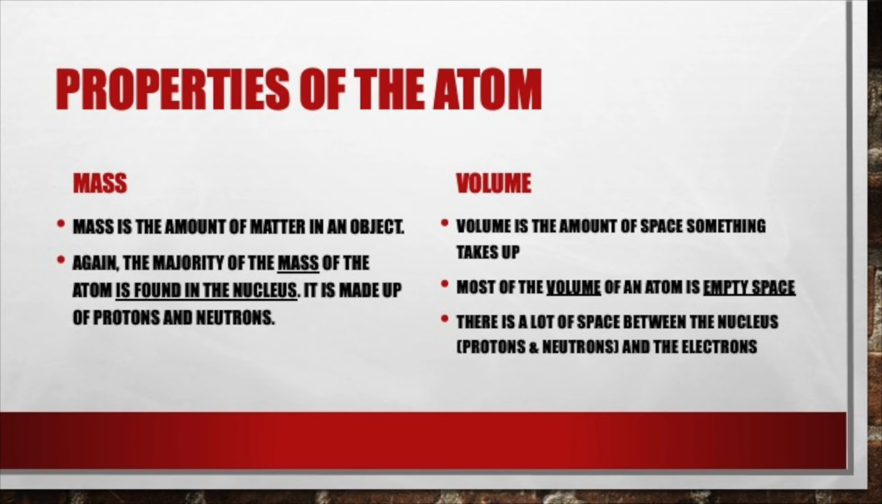Some properties of the atom. Mass. Mass is the amount of matter in an object. So again, the majority of the mass of the atom is found in the nucleus, and it's made up of the protons and neutrons. And then volume is the amount of space something takes up. And most of the volume of an atom is empty space because there's a lot of space between the nucleus, or the protons and neutrons, and that electron cloud.